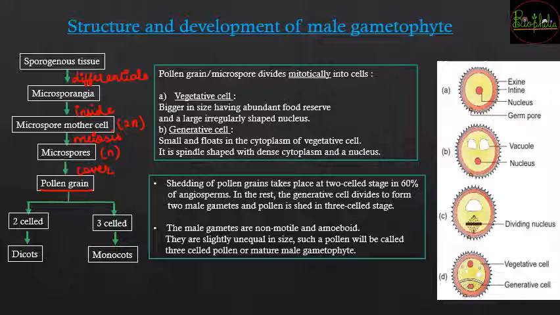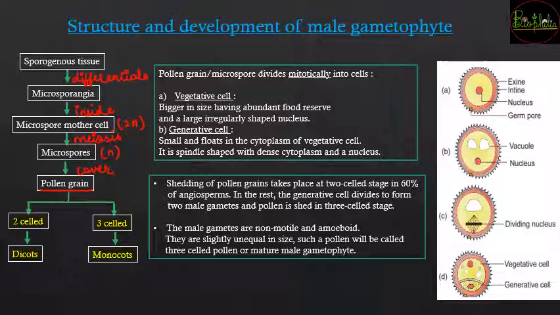Now these pollen grains can either be shed or released from the anther in the 2-celled stage or the 3-celled stage. Generally the 2-celled stage condition is seen in dicots and the 3-celled stage condition is seen in monocots. Now this all depends on the lifespan of the plant, because dicots have a longer lifespan, so the pollen viability automatically increases, so the pollen gets some chance to get divided as soon as it reaches the stigma.